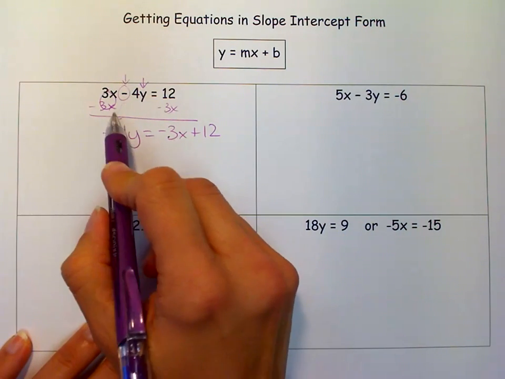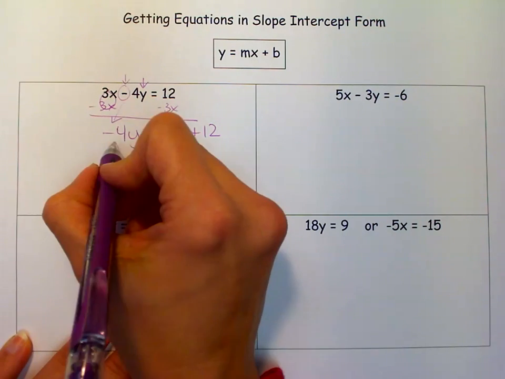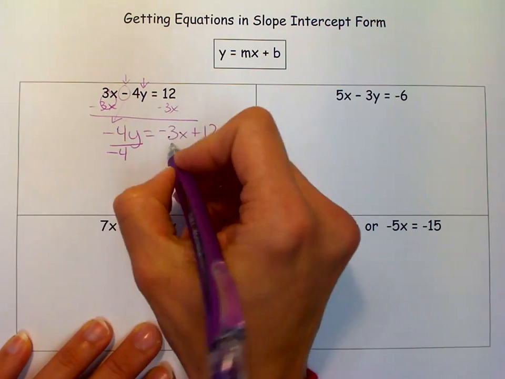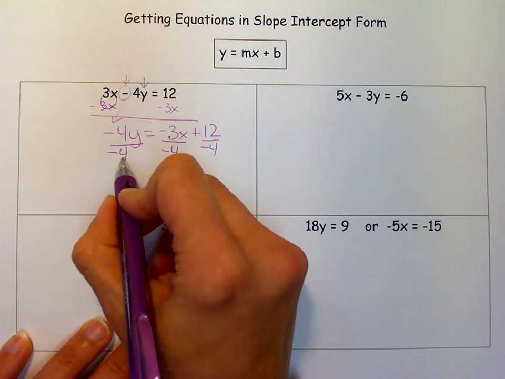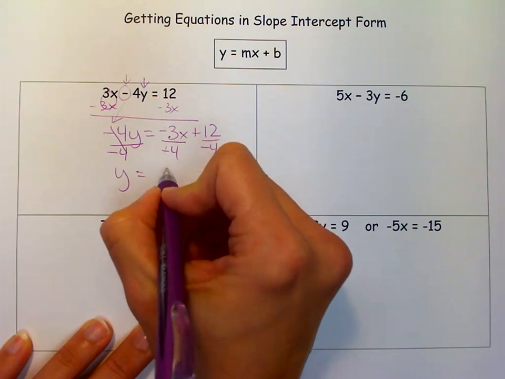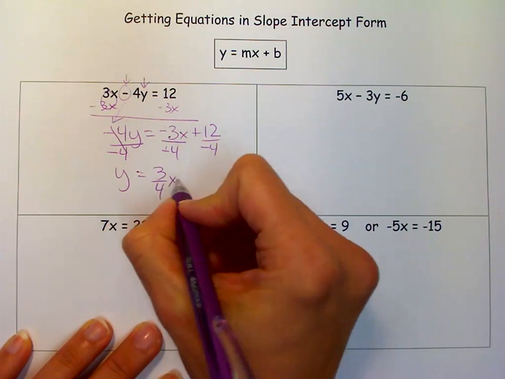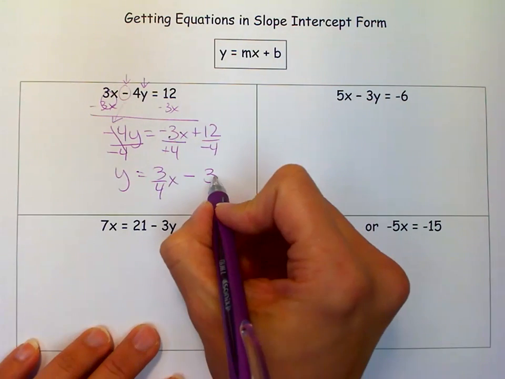So now we got rid of the x on the left side, but we still have something in front of a y. The coefficient is -4, so we have to get rid of that -4 since it's being multiplied by y by dividing by -4. So those cancel. We get y equals, the two negatives cancel, so I get 3/4 x minus 3, because 12 divided by -4 is -3.